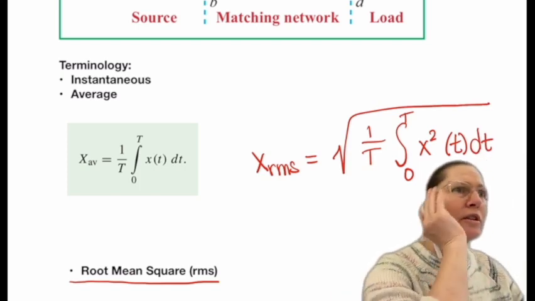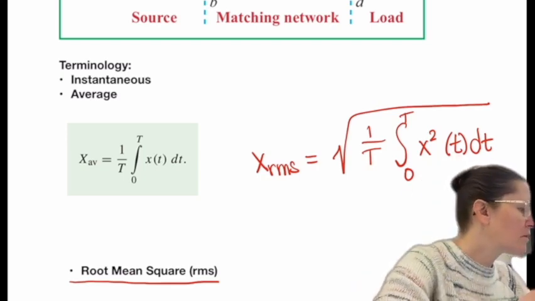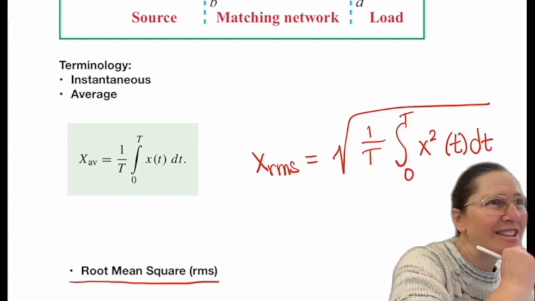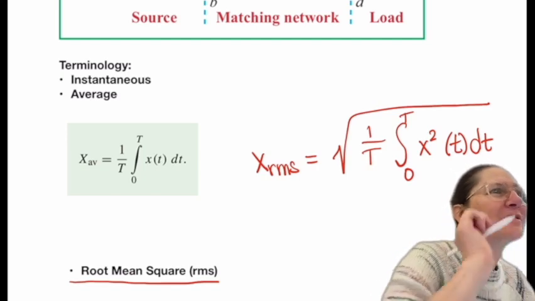So those are the equations that we're going to basically use. Root mean square. That's where the root is the square root, and then the mean is average, and then you square the signal. So RMS, root mean square.